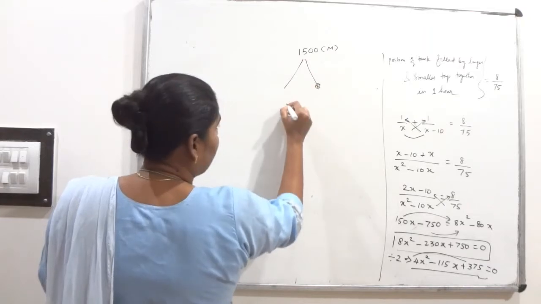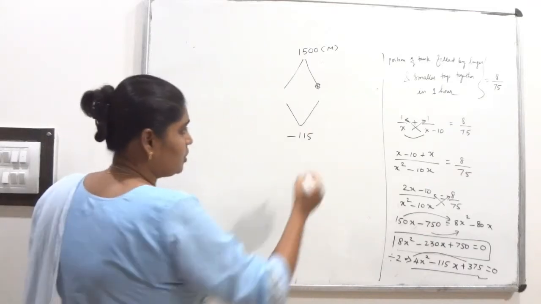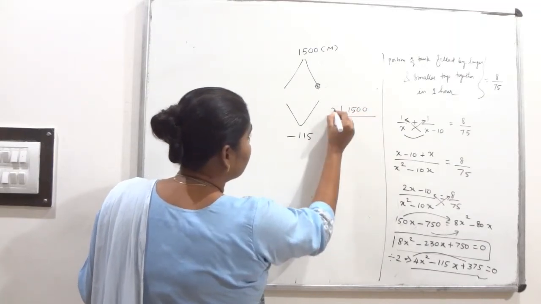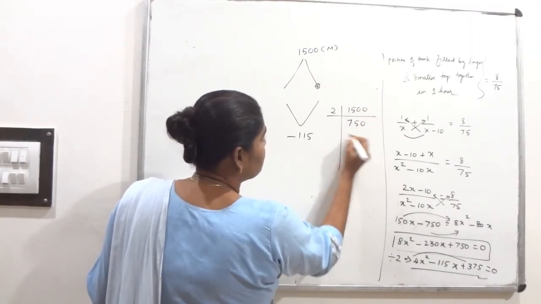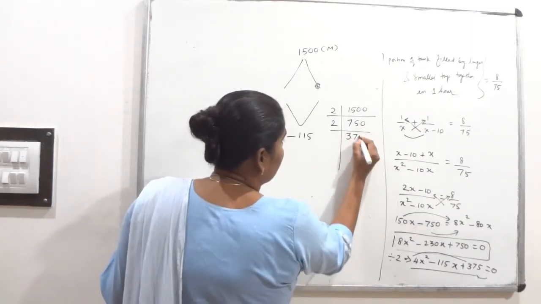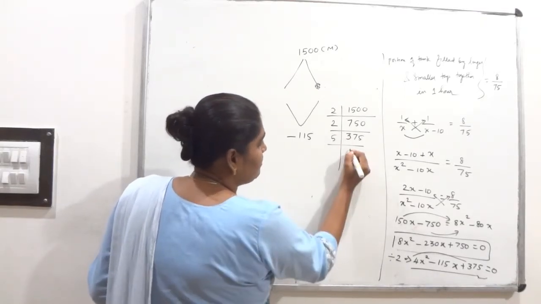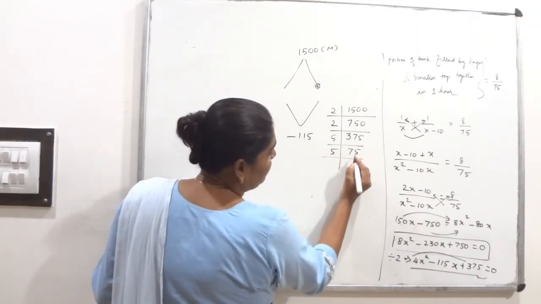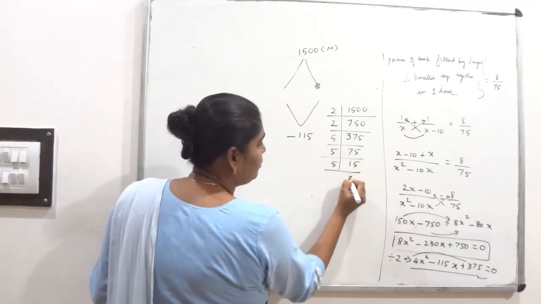In addition I need minus 115. Such kind of numbers I am going to write, so I have to use the prime factorization method. That is 1500. It is divisible by 2, so 750. Again it is divisible by 2, so 375. Again it is divisible by 5, so 75. Again divisible by 5, so 15. Again it is divisible by 5, so 3.